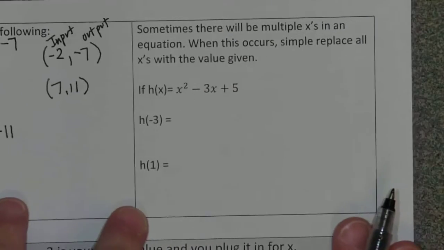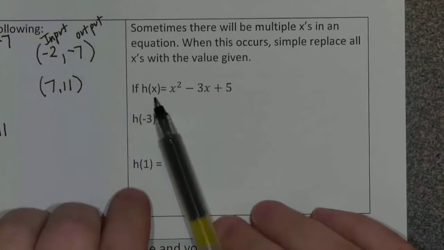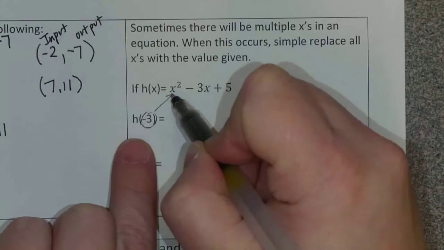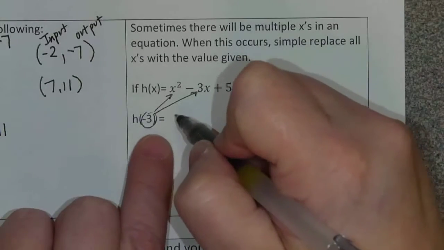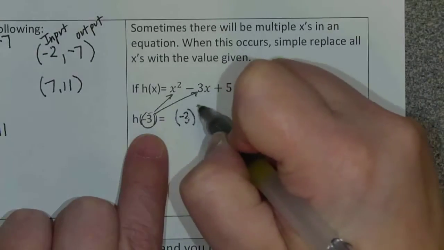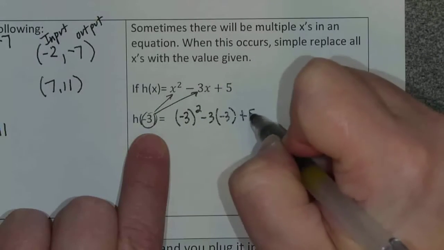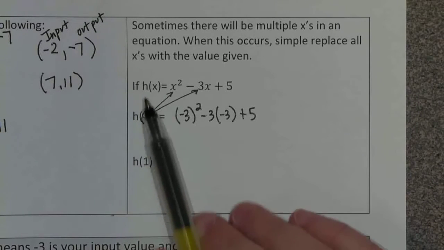Sometimes there's going to be more than one x in the function that you're substituting into. It's okay. Every time we see an x, guess what we're putting in its place this time? We're putting negative 3 in every time there's an x. So you would have negative 3 squared minus 3 times negative 3 plus 5. I took that value and substituted it in every time I saw an x in the h function.